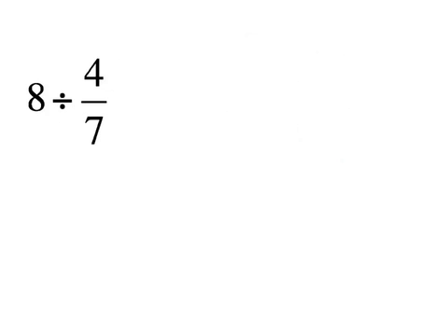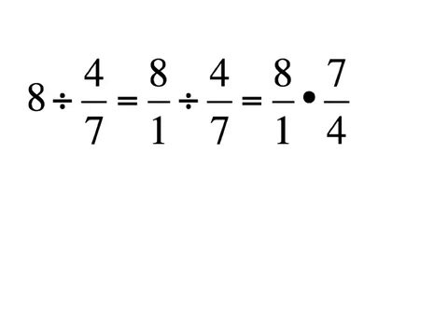Let's try another problem. We have 8 divided by 4/7. Well, the first thing we're going to do is write the 8 as a fraction. Whenever we have an integer, we can always write the integer over 1 to put it in fraction form. Then we're going to change the divide to times and change the 4/7 to its reciprocal, 7/4. So now, instead of dividing by 4/7, we're multiplying by its reciprocal, 7/4.